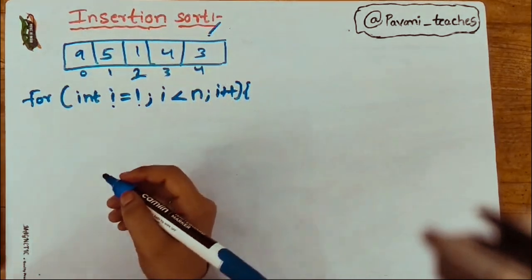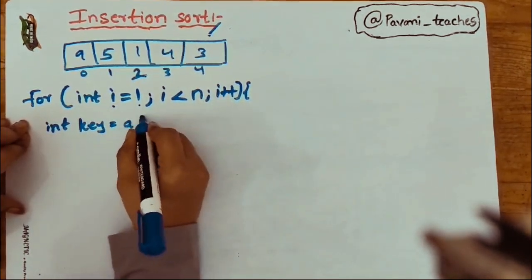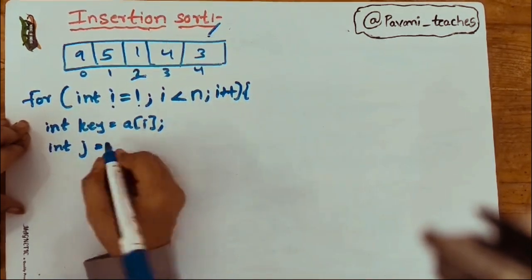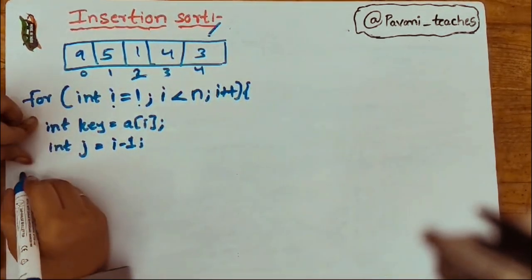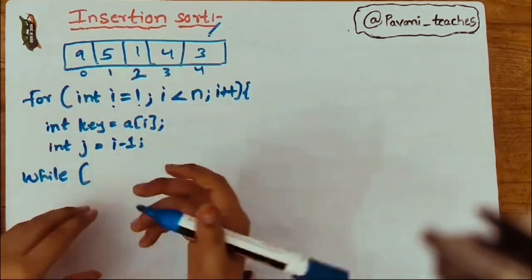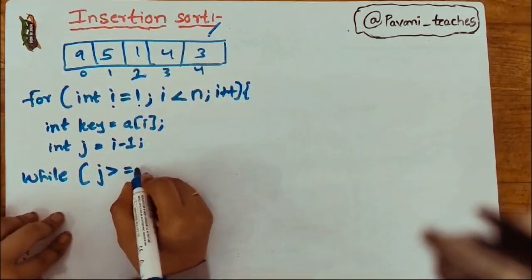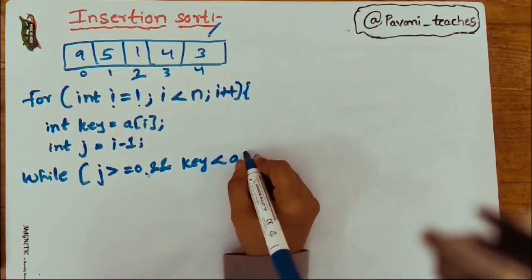Inside the for loop, we have to initialize the key value, that is A of i. After that we have to initialize j equal to i minus 1. After initializing these two, we have to use a while loop to perform all the operations, and it has to check two conditions, that is j should be greater than or equal to 0 and key is less than A of j.